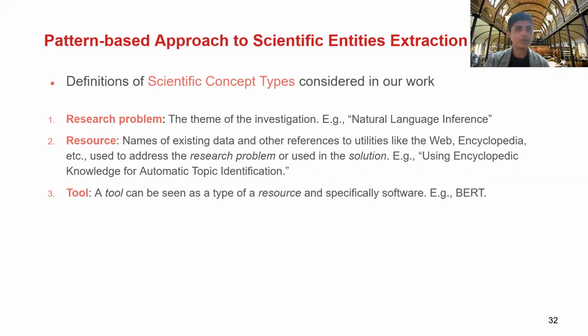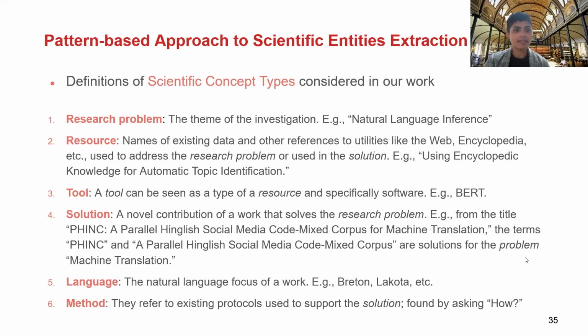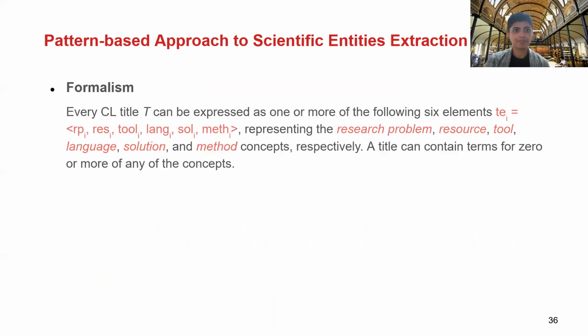Third, tool. A tool can be seen as a type of a resource and specifically software. Fourth, solution, which is defined as the novel contribution of a work that solves the research problem. Fifth, language, defined as the natural language focus of a work, especially relevant when dealing with computational linguistics titles. And sixth, method. They refer to existing protocols used to support the solution.